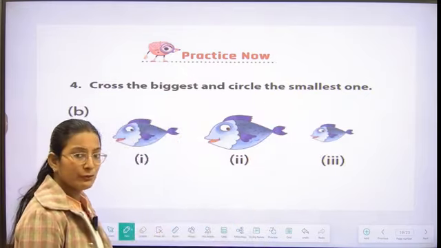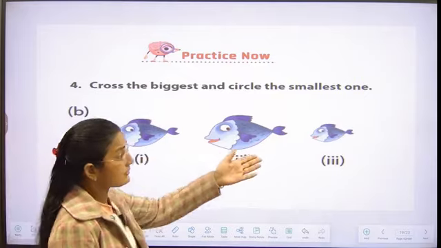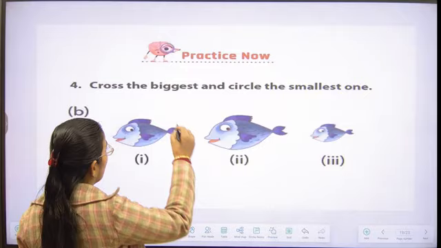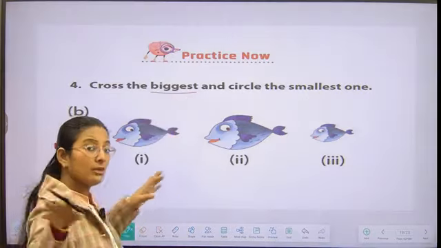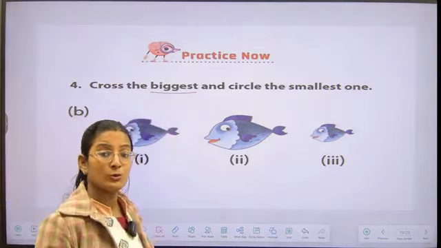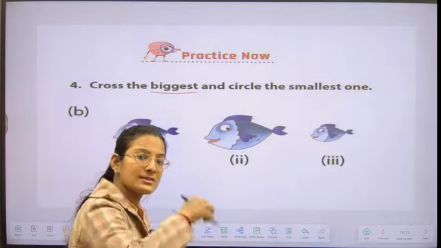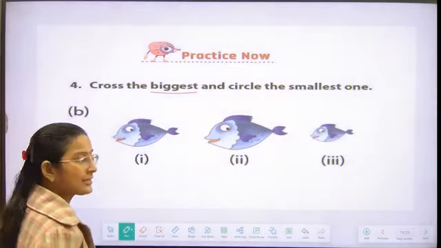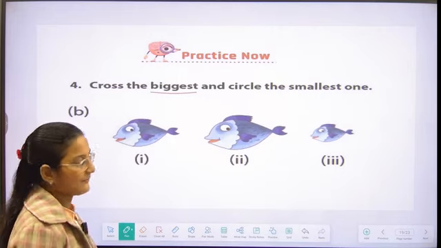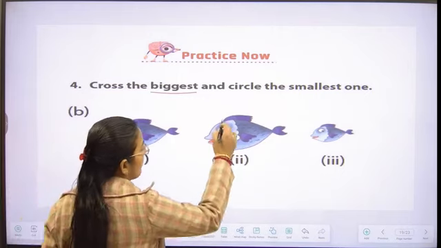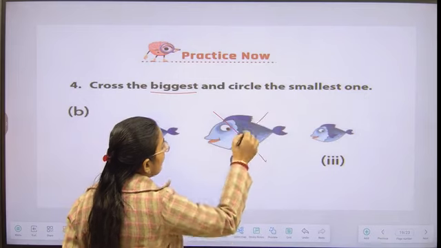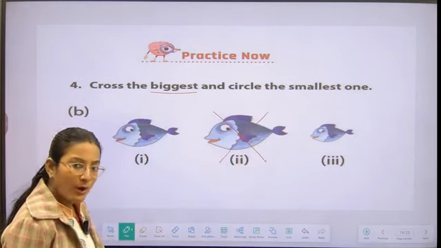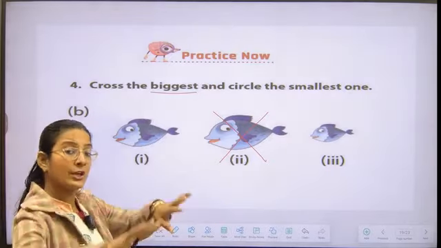What we have to do? We have 3 fishes in the picture. और हमें इसमें जो सबसे biggest है, the biggest one, बड़ी वाली जो fish है, उसको हमें क्या करना है? Cross करना है. तो who is going to tell me which is the biggest fish in the picture? Yes, the second one. So what we have to do? We have to cross the second fish because this fish is the biggest one.